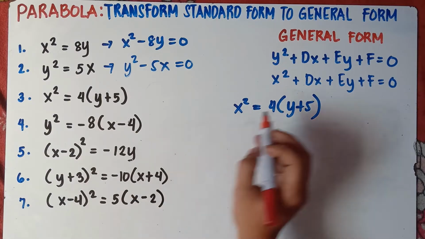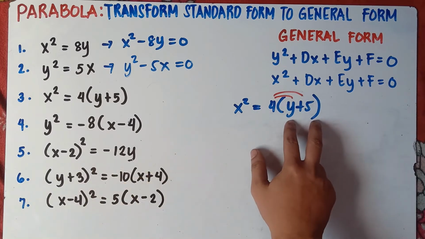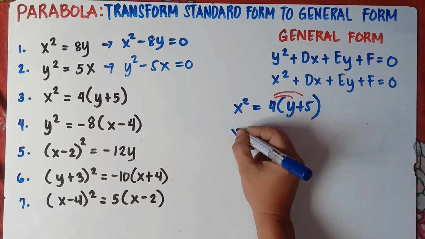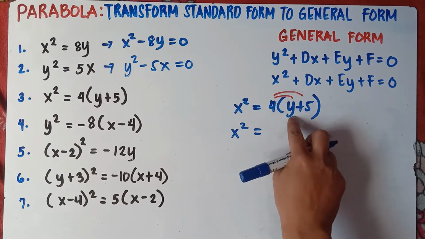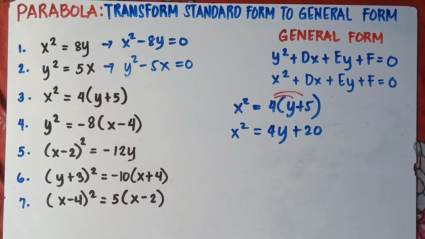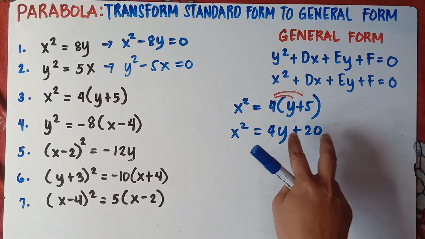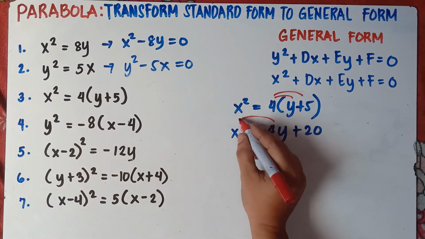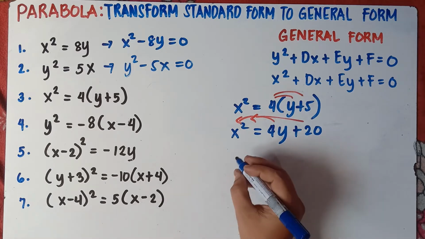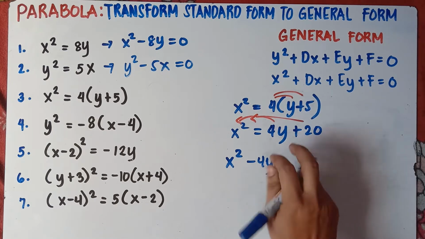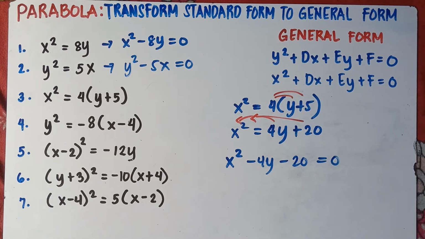So simplify, distribute. Once again, class, if this is a binomial and you have a number outside the parenthesis, you need to distribute. So copy x squared equals 4 times y, that is 4y. Then 4 times positive 5, that's positive 20. Next step, you need to transpose this on the left side of the equal sign. So this will be x squared. This is positive 4y, it will be negative 4y. This is positive 20, it will be negative 20 equals 0. That's the answer for the general form.